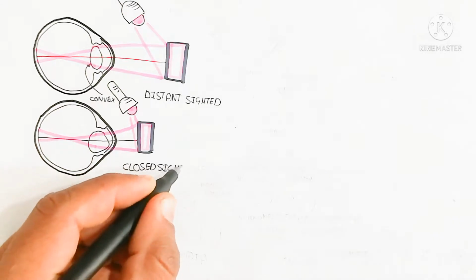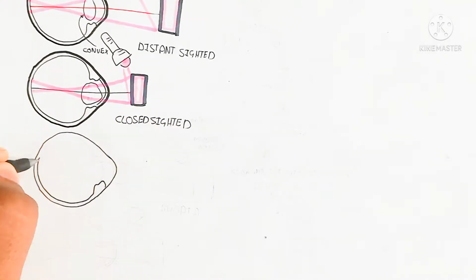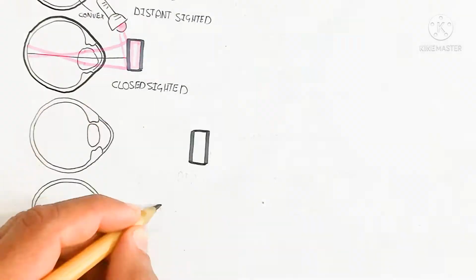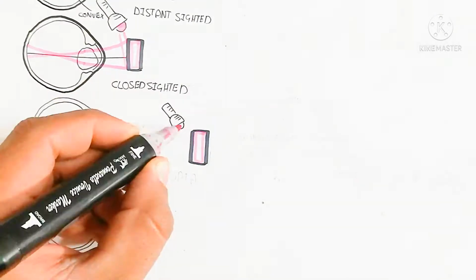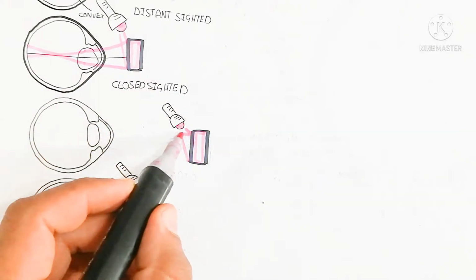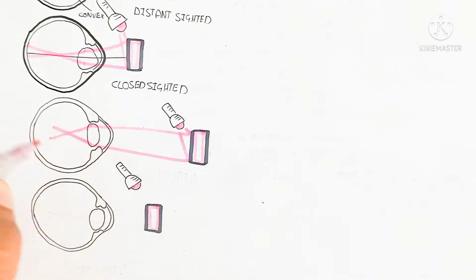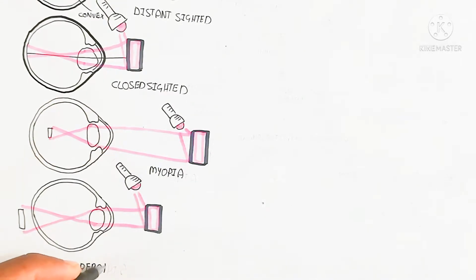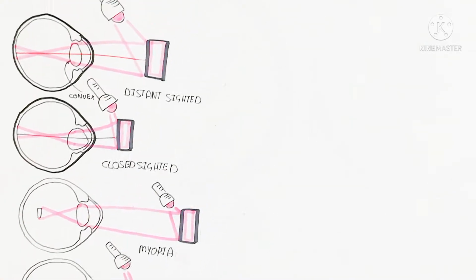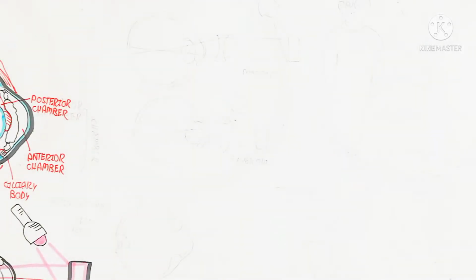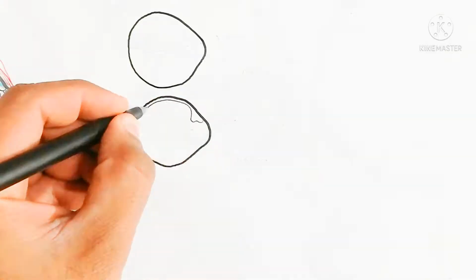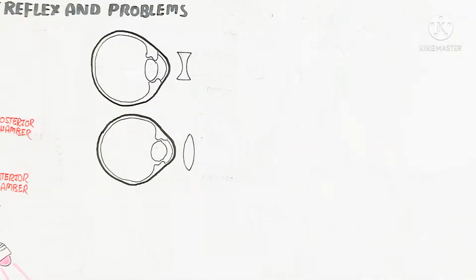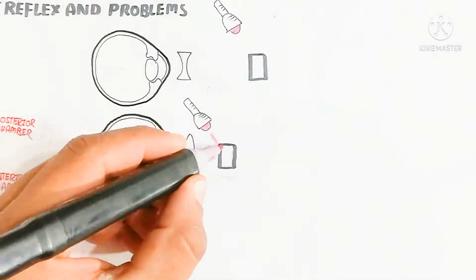For distant sight the lens becomes a convex shape, while for close sight the lens becomes a concave shape. So here are the problems, myopia and hyperopia. Myopia is the long-sighted problem because the convex shape of the lens will not occur, while in hyperopia the convex shape will not be maintained.